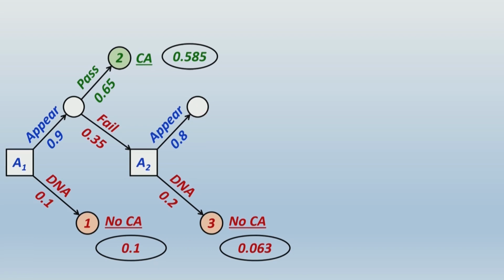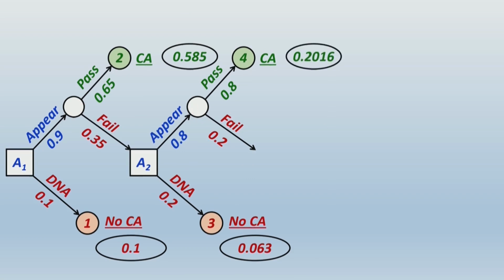Now, we have reached up to this point that he appears in the second attempt, and again here there can be two outcomes, either pass with a probability of 0.8 or fail with a probability of 0.2. Thereafter, he becomes CA at this particular point. So how would you find the probability of the candidate becoming CA in the second attempt, that is node number 4 or outcome number 4? How do you land up over there? Look at the path again. Appear in the first, fail in the first, appear in the second, and pass in the second. So the joint probability of him becoming CA over here will be appear, fail, appear, pass: 0.9 into 0.35 into 0.8 into 0.8, that would be 0.2016.